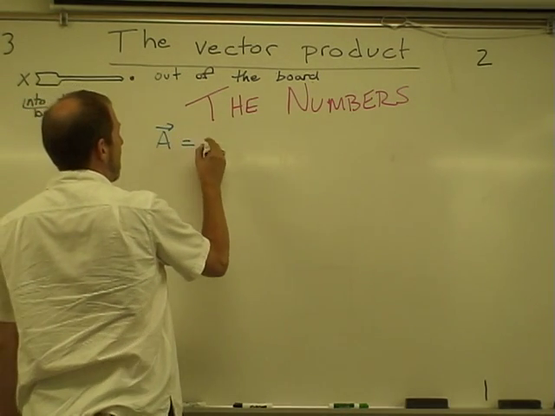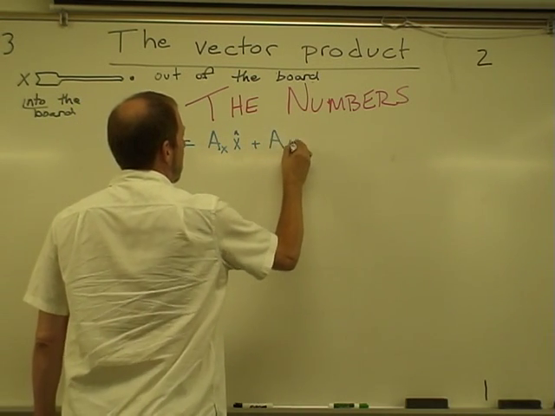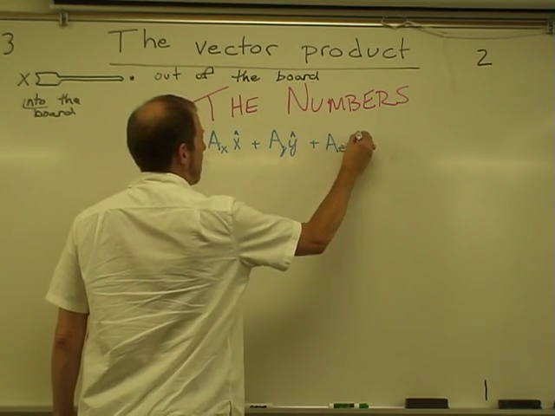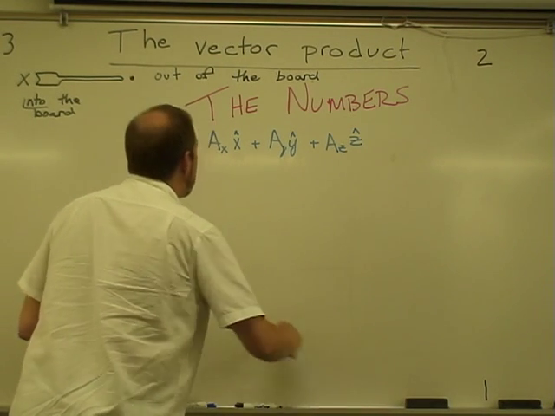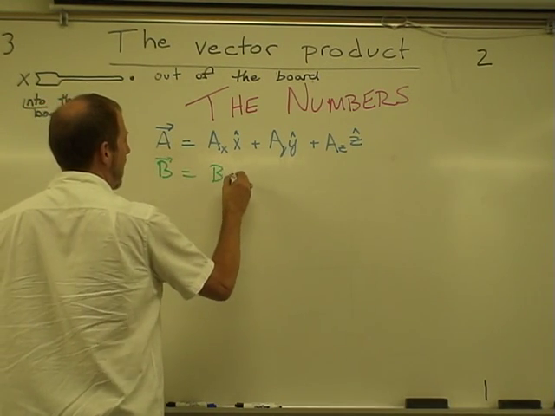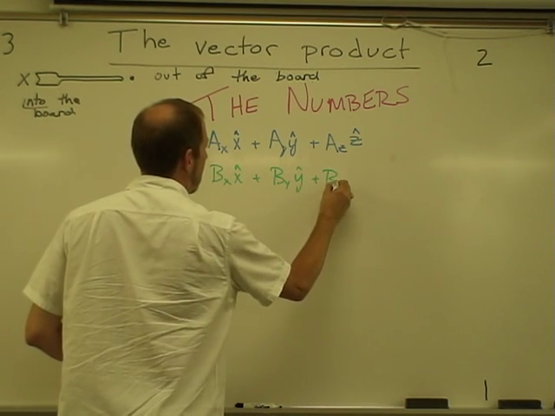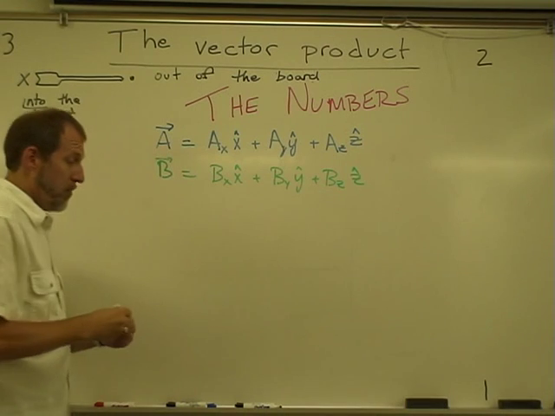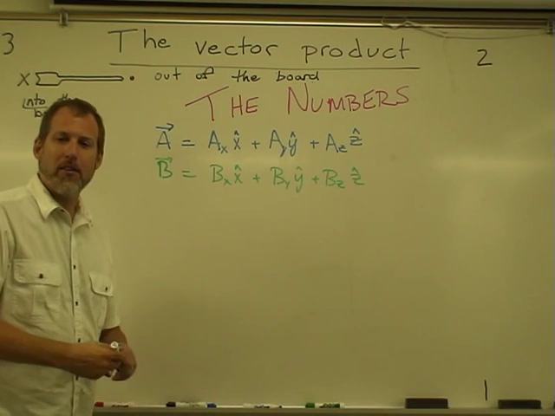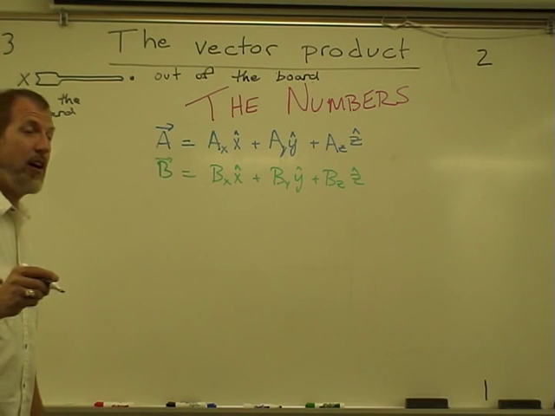So if I have some vector A that I can write as A of x in the x direction plus A of y in the y direction plus A of z in the z direction, and I have some vector B that I can write in the same way, B of x in the x direction plus B of y in the y direction plus B of z in the z direction, skipping over at this point why this works, or how this particular form of taking the cross product is defined and constructed.